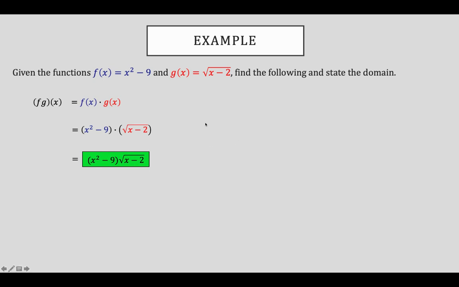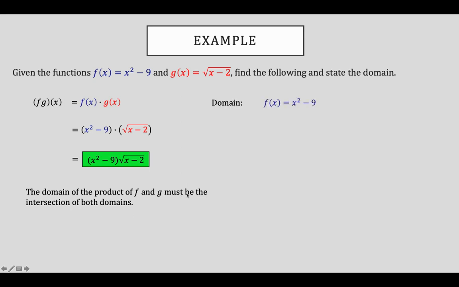So for our domain, we need to look at the domains of the individual functions and the domain of our combination as a whole. Well, we have no restrictions on f of x. There's nothing that we have to worry about there. However, we do have to worry about the domain of g of x. So the domain of the product of f and g must be the intersection of both domains. As we said, for f of x, no restrictions. Our domain is going to be all real numbers.